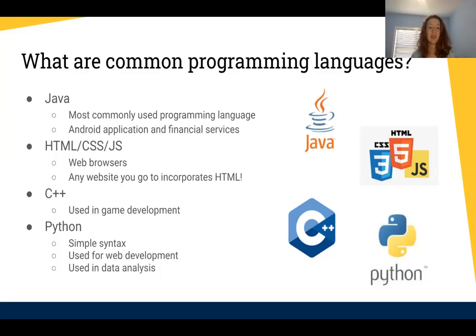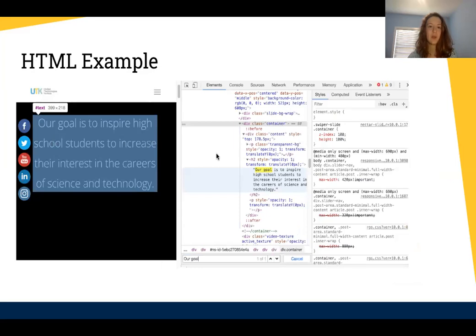We also have HTML, CSS, and JavaScript, and these are used in web browsers. Any website you go to will incorporate some of these elements. On the next slide, we have an example of this. And so if you go to the UTK website and then you right-click and you choose the Inspect button, you will have a page similar to this pop up.